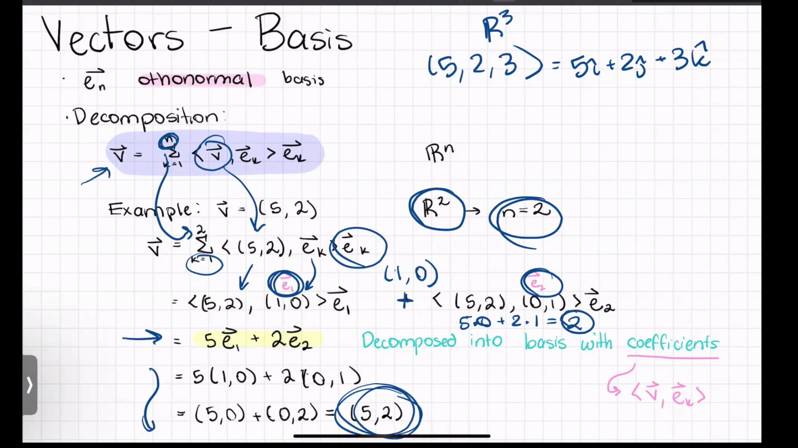And the other thing I want you to take note of is that our coefficients are represented by this dot product right here. The dot product of the vector and the basis. The kth basis is going to give us the coefficient of that basis. And again, this is very important, so please build the intuition if this doesn't make sense. Work through another example yourself until it clicks.